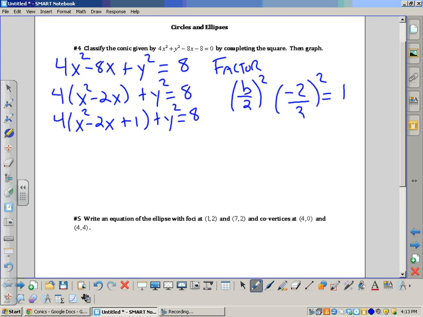So now the big question is, what do we add to the right side of the equation? And I know it's tough. You notice that it's 4 times 1. So you have to know that you're actually adding 4 to both sides. You're not just adding 1 to both sides. So we get something like this.